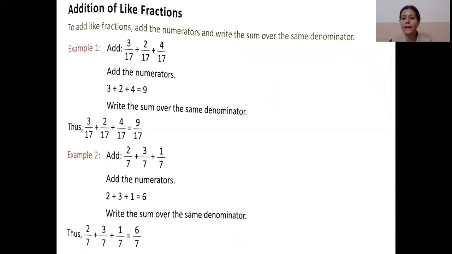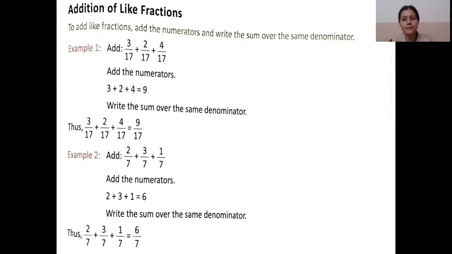Now, beta, what are like fractions? Like fractions are those fractions which have got the same denominators. To add like fractions, add the numerators. Whenever you have to add like fractions, what will you do, children? You will add only the numerators and write the sum over the same denominator. The denominator will remain the same.